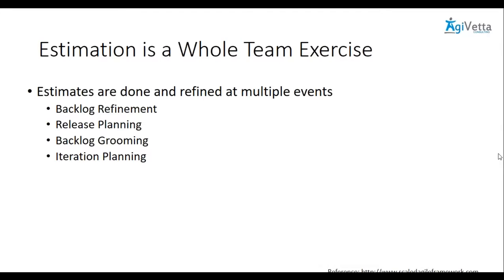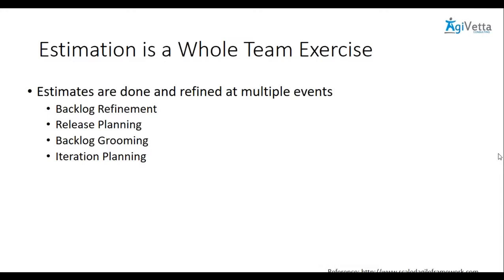Estimates are done and refined at multiple events. Why is it so? Let's talk about it. See, as the product scales up, it's difficult to do estimation. The estimations are done by the whole team. The best time to do estimation is with other teams, with your team, all people participating. Why is it so? A small delta, a small error. Okay, let's not call it an error. I would say a change in the estimation from X to Y, as it scales up, it multiplies.